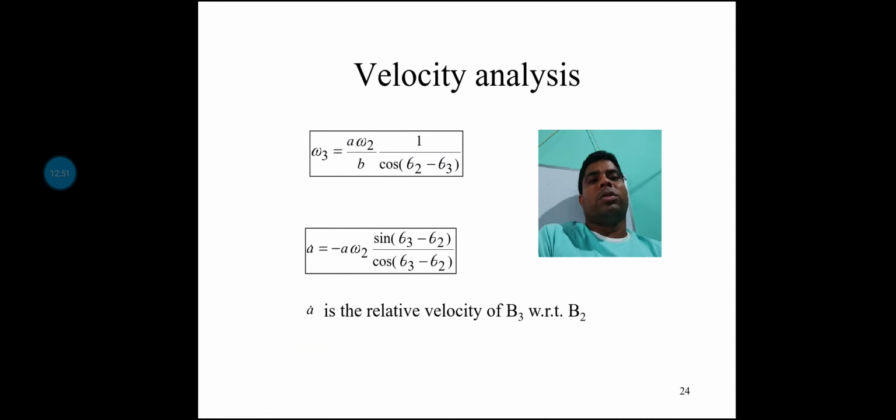Now if I consider the acceleration analysis, one point you should remember is that omega 3 is equal to a omega 2 by b into 1 by cos(omega 2 minus omega 3), and here a is equal to minus a omega 2 sin(omega 3 minus omega 2) cos(omega 3 minus omega 2). Here a is the relative velocity of v3 with respect to v2.